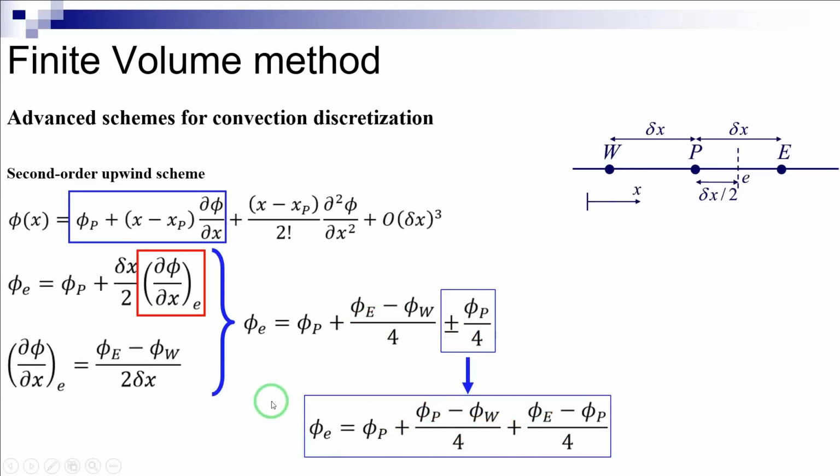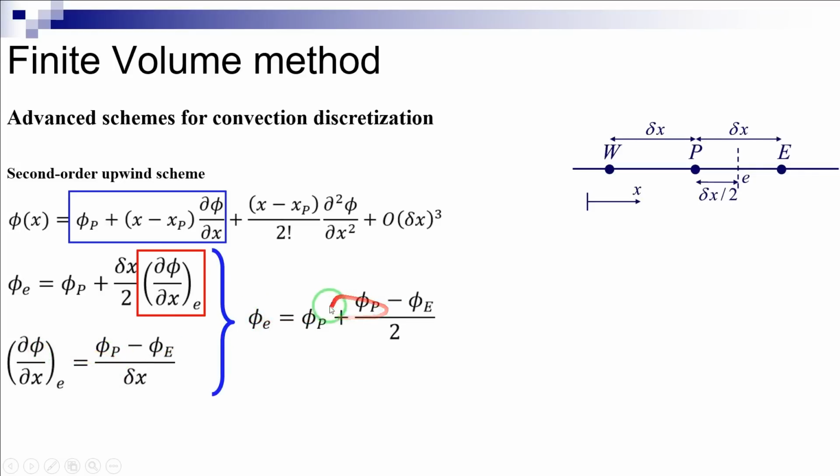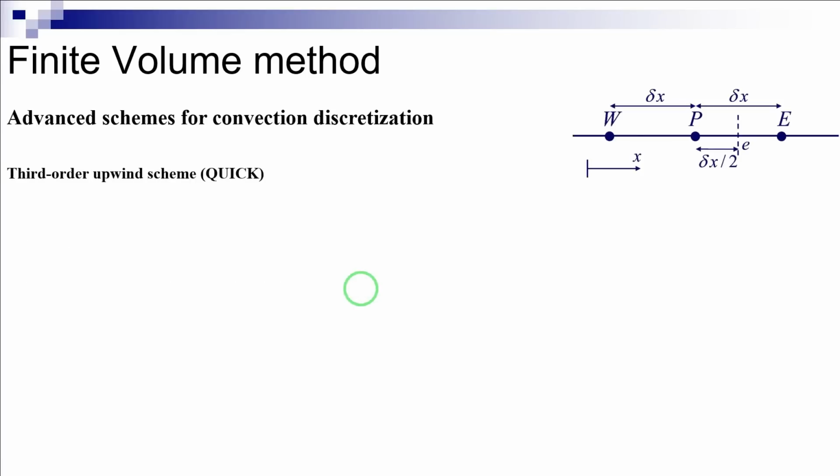However, we can reach a somewhat different result by using a backward differencing scheme for the discretization of the gradient of phi at the eastern face as shown here. In this case, the value of phi at the eastern surface is written as follows. This is another version of the second order Upwind scheme. Now let's evaluate briefly these second order Upwind schemes. 1. These schemes are second order accurate. 2. The second order Upwind schemes presented here are not bounded and they can create negative coefficients in the standard form of the discretized equation.